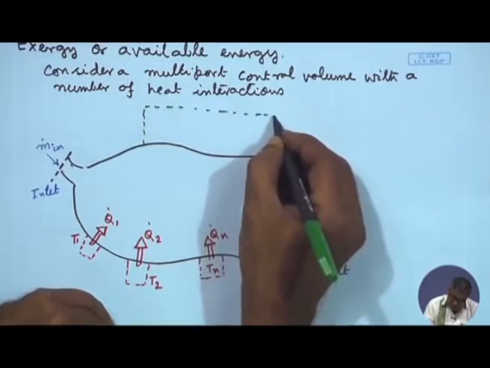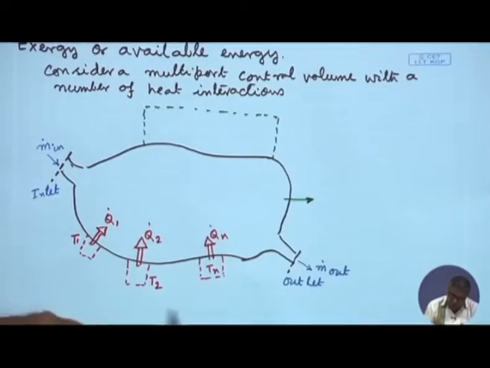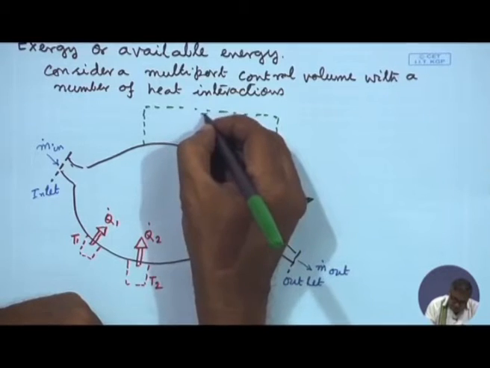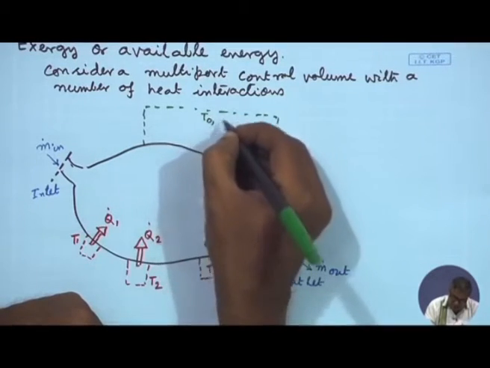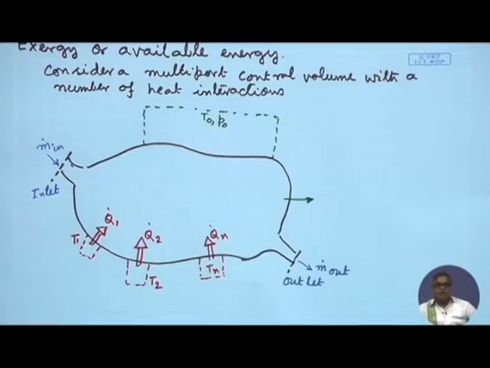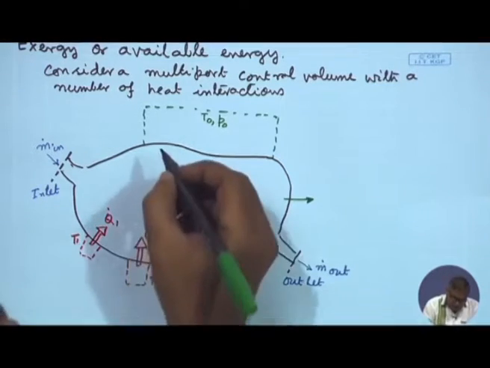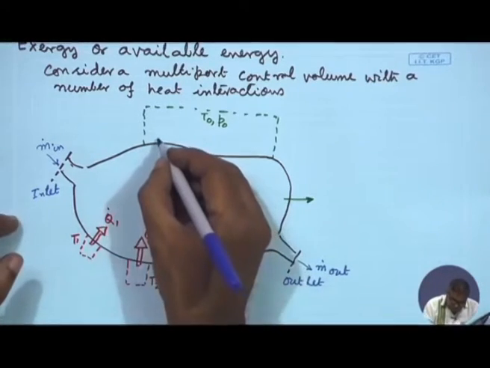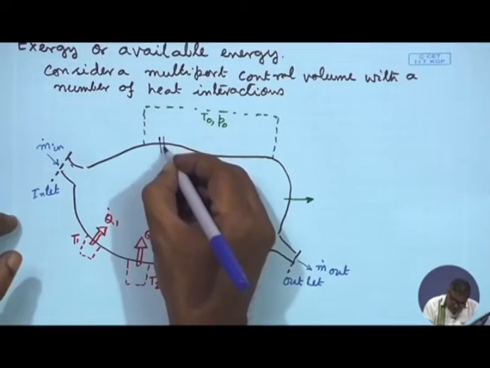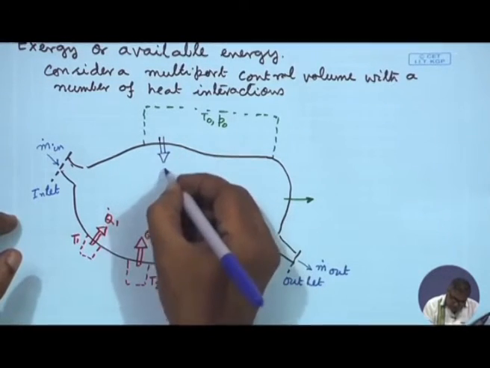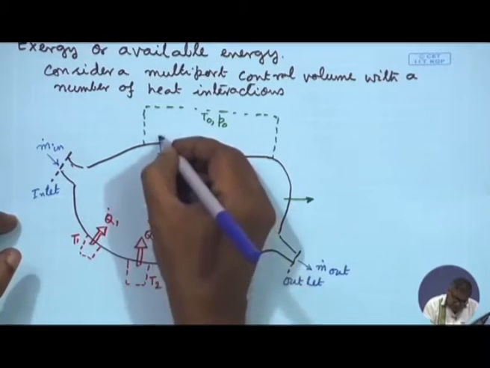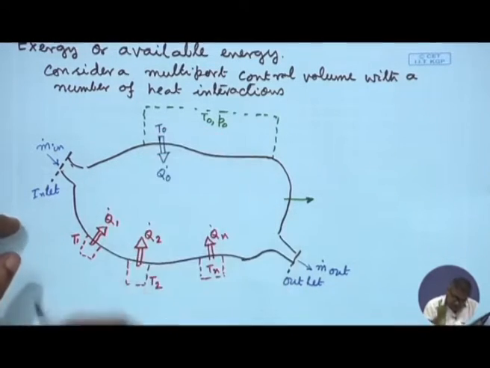Let us say this portion of the control volume is interacting with the ambient, and the ambient, as I have told, we have denoted by T 0 and P 0. So, T 0 is the temperature of the ambient and P 0 is the pressure of the ambient. Then what kind of interaction can it have? First, it may have some heat interaction. So, this is Q dot 0 and this is taking place at T 0.